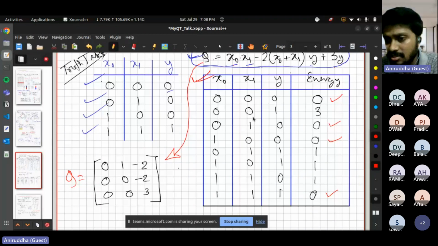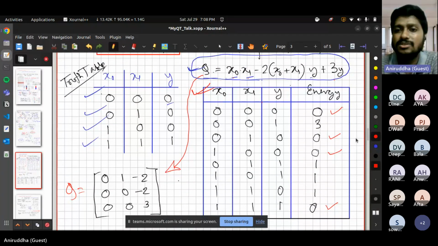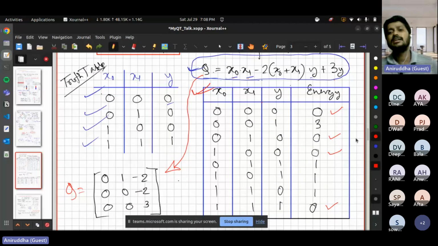Probably the screen is not visible. Okay, hope this is clear. So with these three possible bits, because all of x0, x1, and y can take either 0 or 1, how many states are possible? Exactly 8. Here you can see all the 8 possible states I have listed, from 0, 0, 0 up to 1, 1, 1.